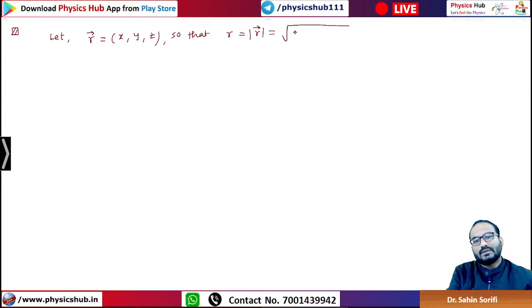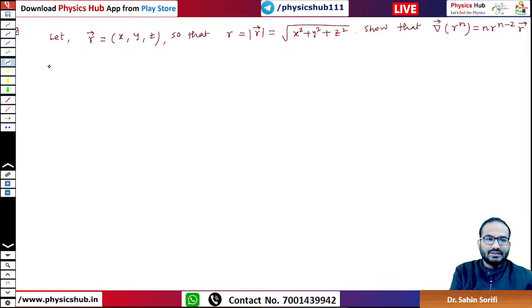Let's move on. A very important calculation is there. Let's say R is the position vector. We write it in terms of the position coordinates x, y, z. What will be the magnitude? Magnitude will be r, which we write as root over x square plus y square plus z square. Then we have to show that if you take the gradient of r to the power n, it should give you n r to the power n minus 2 times vector r.